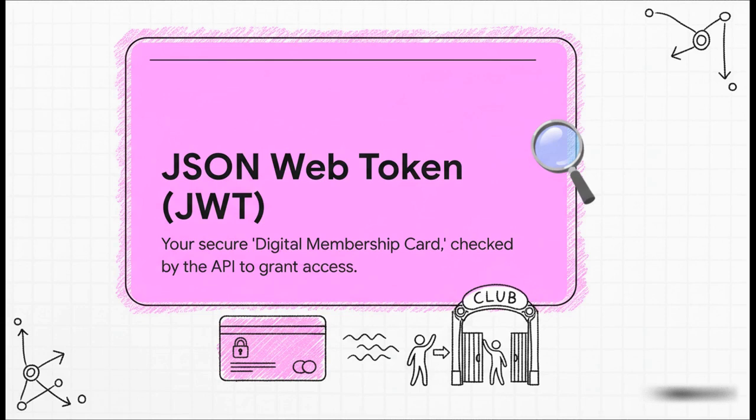Well, the answer is a clever little thing called a JSON Web Token, or JWT for short. And honestly, the best way to think of it is just as your digital membership card. That's it. When you log in successfully, the system hands you this secure, tamper-proof card. From then on, every single time you try to access something, a page, a download, you flash this card to the API, the club staff. They give it a quick check to make sure it's legit, and then they let you in.